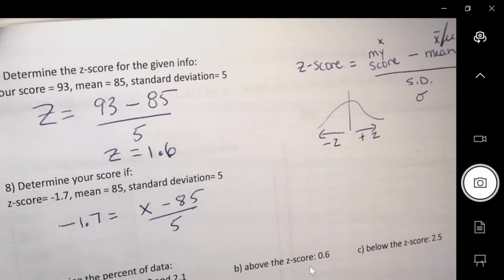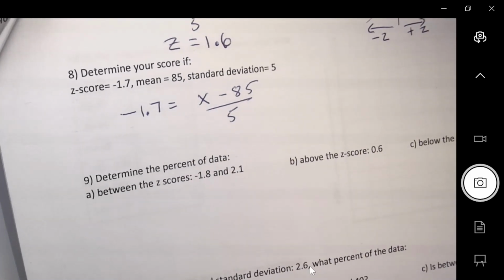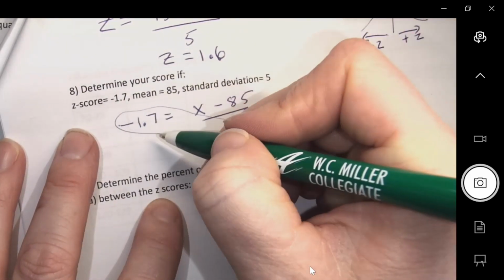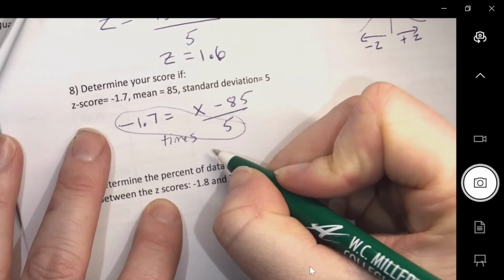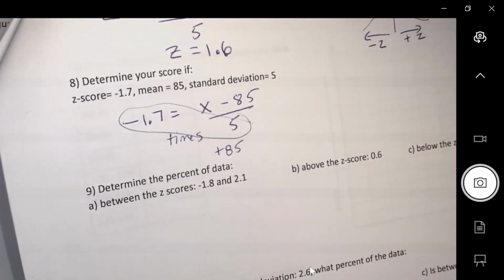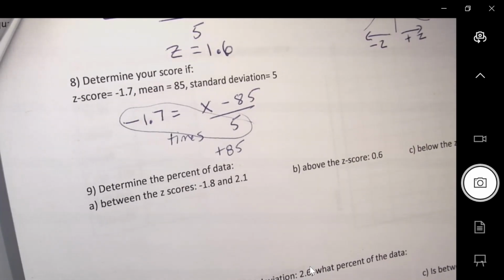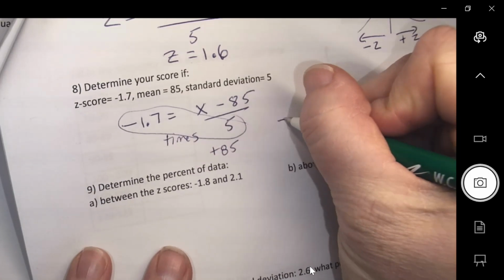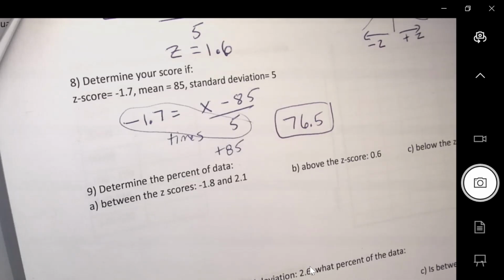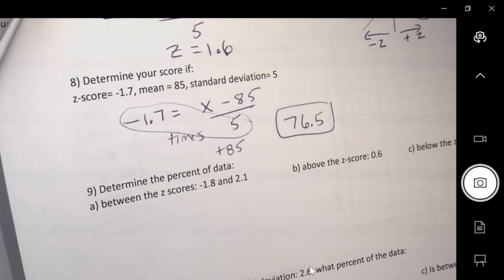So you have to do two algebraic maneuvers here. What? And then what? Times by 5. And then I would add 85, right? You see those maneuvers to get x alone? And I knew that I was below the average because I had a negative z-score. So I'm lower than the test average.